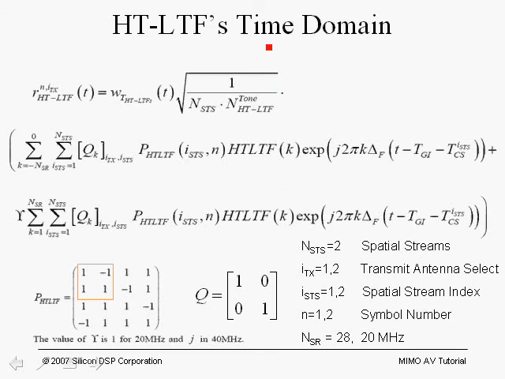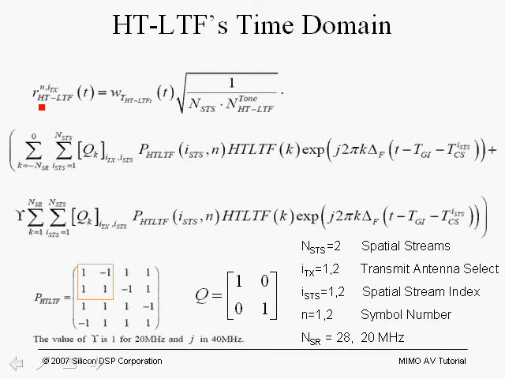Here we have a complicated expression for the time domain representation of the high throughput long training fields. We'll go over this very quickly. So basically R of t is the time domain representation of the long training field, and the index n is important because, as you recall, n was equal to 1 over 2, which is a symbol number. In the case of a 2 by 2 system, then n would range from 1 and 2 in case of two transmit chains.